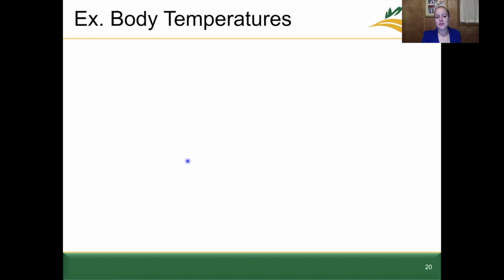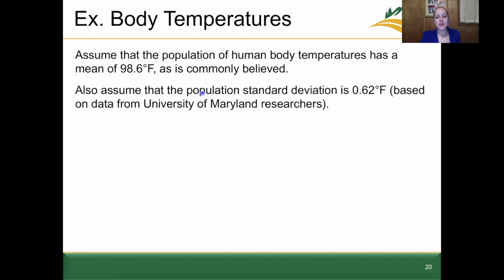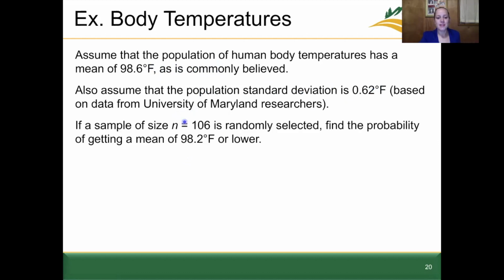Let's go through another example here with body temperatures. So assume the population of human body temperatures has a mean of 98.6 degrees Fahrenheit, as is commonly believed for healthy adult humans. Also assume that the population standard deviation is 0.62 degrees Fahrenheit. It is important that these units match up here. If a sample size of n is equal to 106, if those samples are randomly selected, find the probability of getting a mean of 98.2 degrees Fahrenheit or lower.